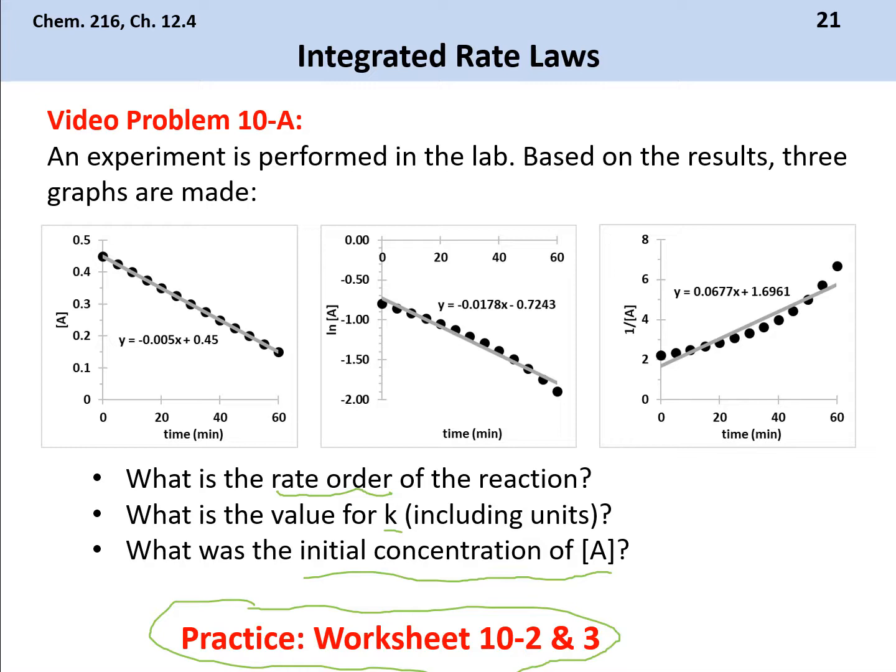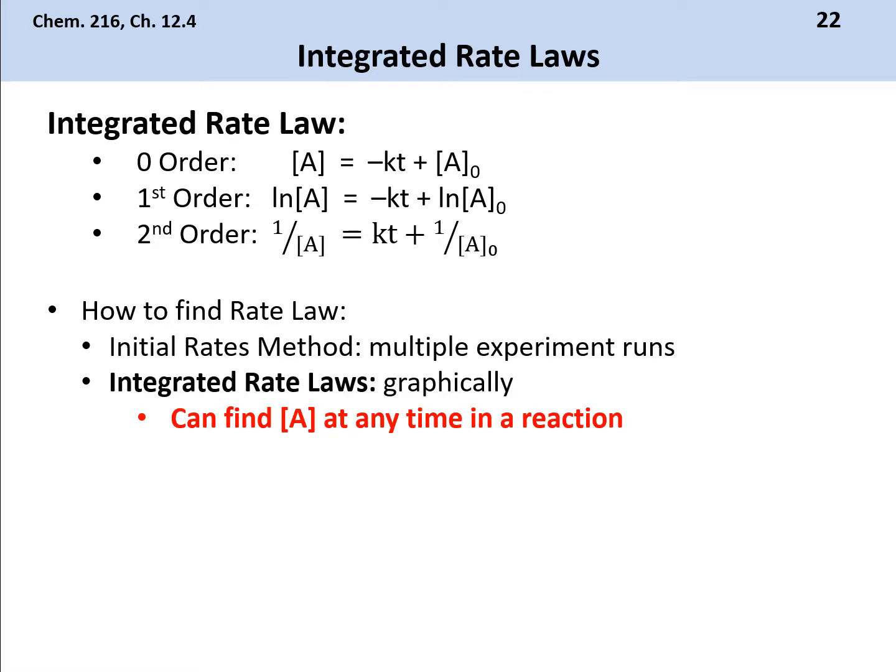All right, there are also some problems on worksheet number 10, 2, and 3. Being able to use graphical interpretation is very, very nice, right? We've already used the initial rates method in lesson 9. Now integrated rate laws also tell us how to do it. Okay, here are those 3 integrated rate laws. You should know these. Notice the difference: negative, negative, positive. For zero order, I just have the concentration. For first, it's ln. For second, it's 1 over.